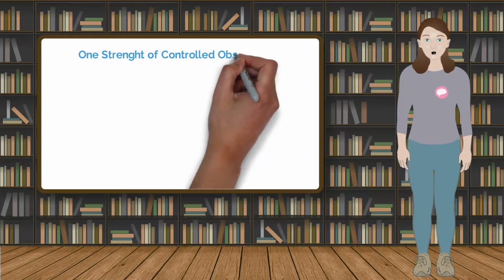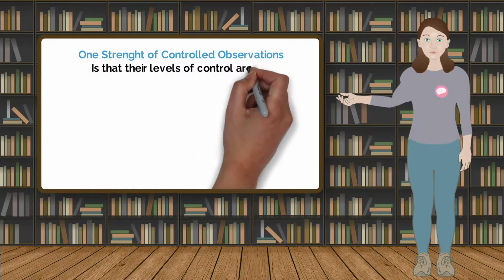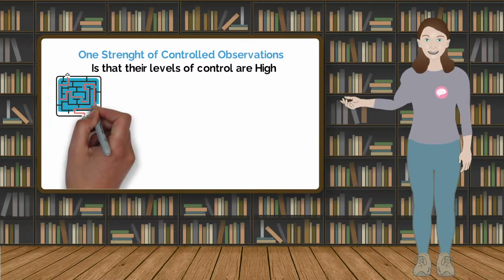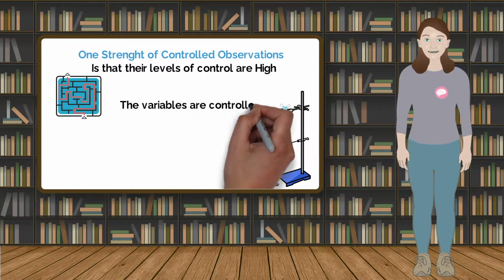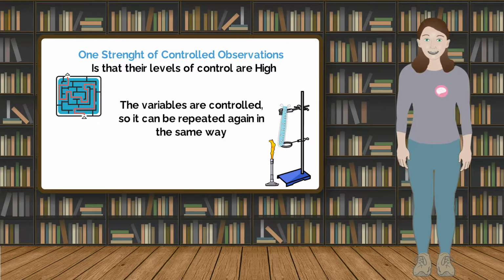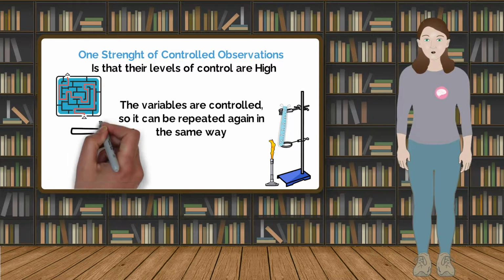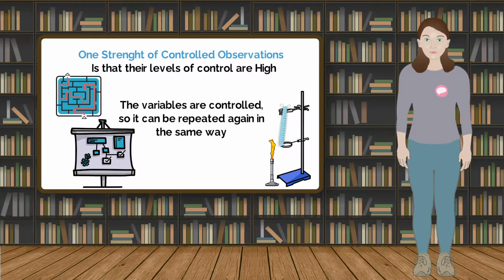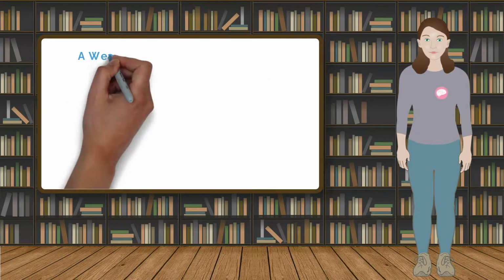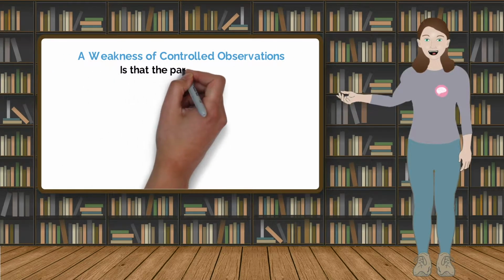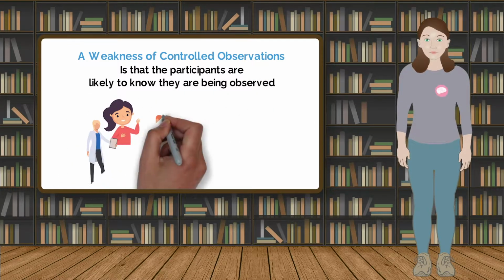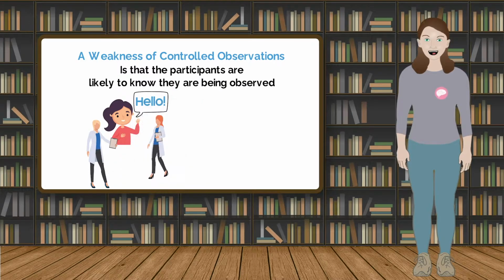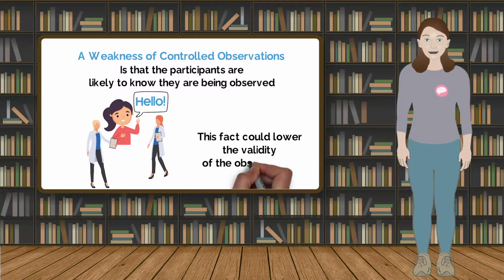One strength of a controlled observation is that the levels of control are quite high, since the situation is manually created by the researcher and therefore extraneous variables are controlled for. So the observation is reliable and can be repeated again in the same way, i.e. a standardized procedure. A weakness of controlled observations is that the participant is likely to know that they're being observed because the situation is controlled, which could create demand characteristics or social desirability bias, which lowers the validity.